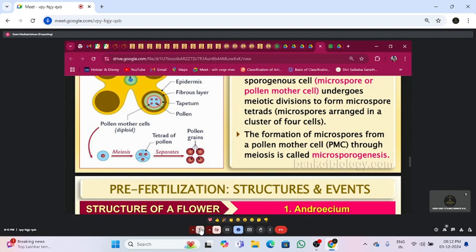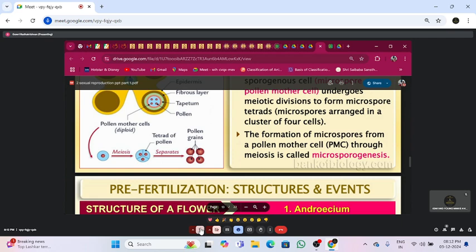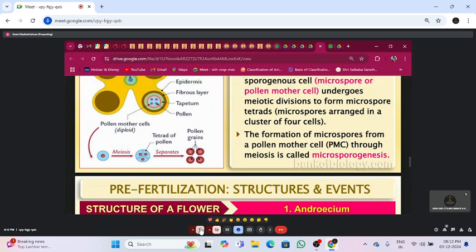Because in meiosis, haploid cells are formed, isn't it? So the microspores are arranged in a cluster of four cells, so that we say tetrad. The formation of microspores from a pollen mother cell, which they generally refer to as PMC. So if in a question or anywhere you see PMC, you should understand it's pollen mother cell. Through meiosis is called microsporogenesis.